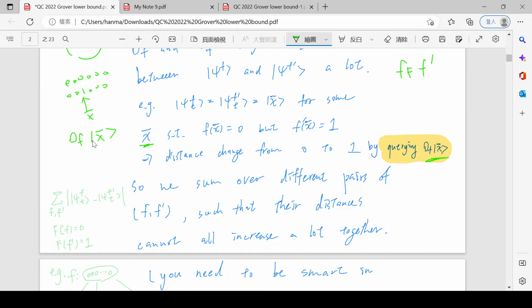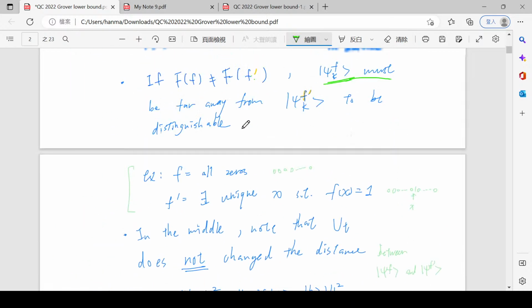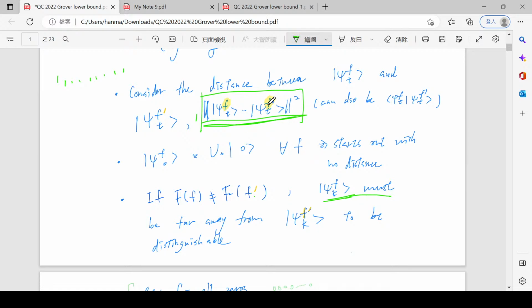OF and OF prime, sorry, we are not using this notation. So OF and OF prime applied to x bar. We are using a phase oracle, so this will do nothing and it's still x bar, and this will become minus x bar, because we are doing phase oracle. And so the distance goes from 0 to 2, right?